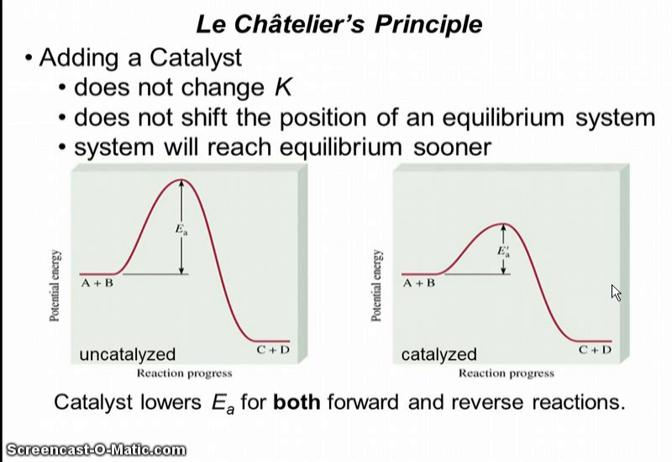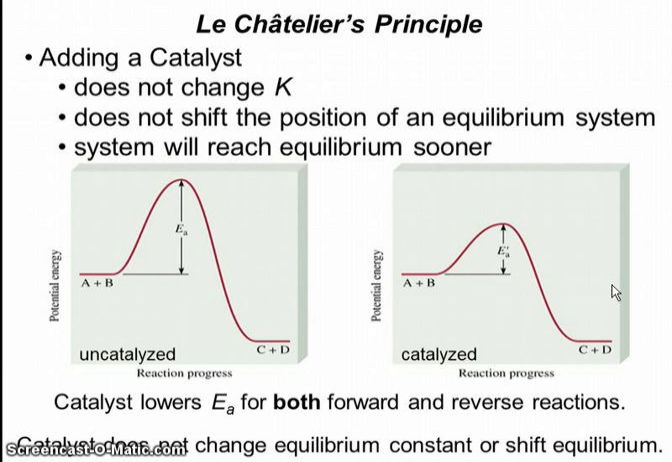And so that is accounted for in both the forward and reverse reactions. That's why we reach equilibrium sooner. So it does not change the equilibrium constant or shift equilibrium position ever. Things can shift the equilibrium position, but the only thing that will ever change the value of the equilibrium constant is temperature.